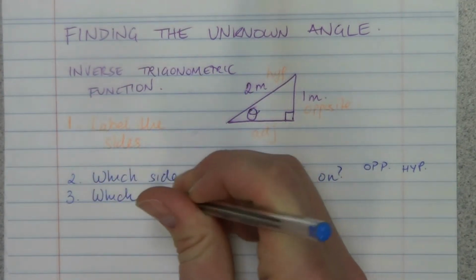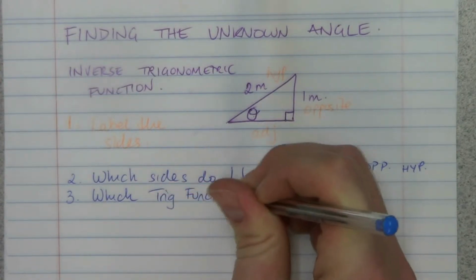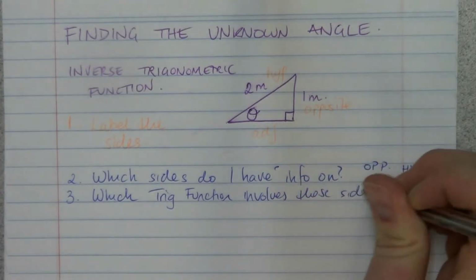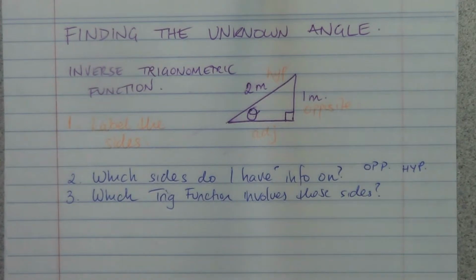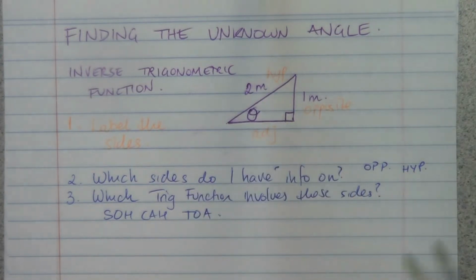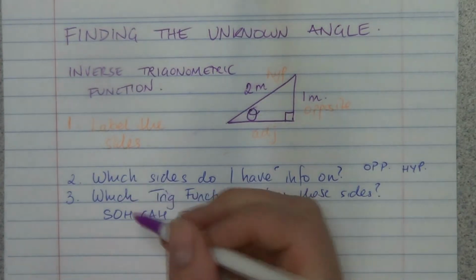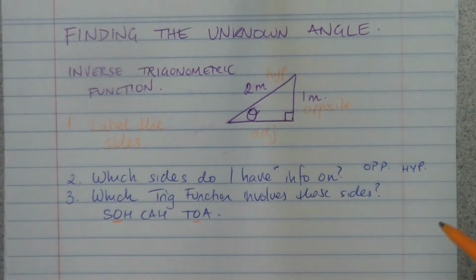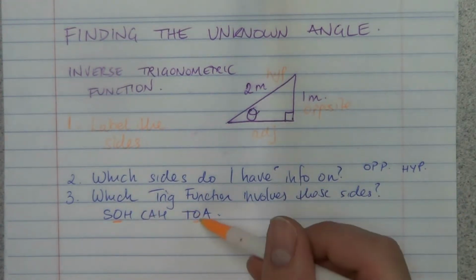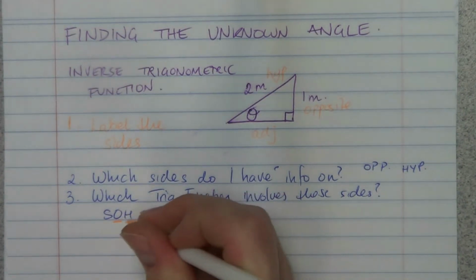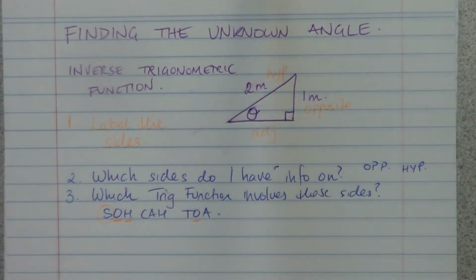And now, which trigonometric function involves those sides? So how do I remember trigonometric functions? Well, remember that's our SOHCAHTOA. So which one of those out of SOHCAHTOA involves opposites and hypotenuses? Well, let's go and have a look here. We certainly got an opposite here. There's an opposite there. And so which of those two also has a hypotenuse? Well, it can't be tan because it needs an adjacent, so it must be sine. So sine is what we need to use.